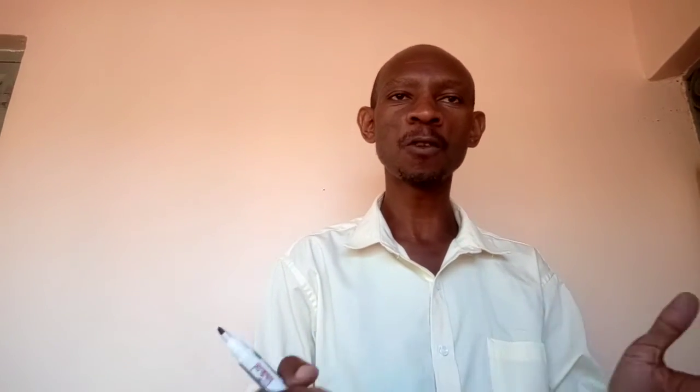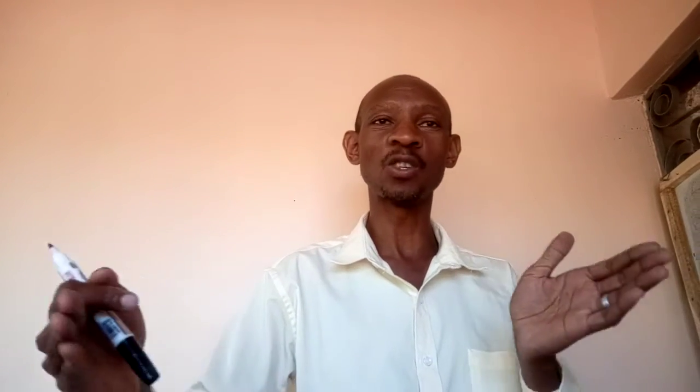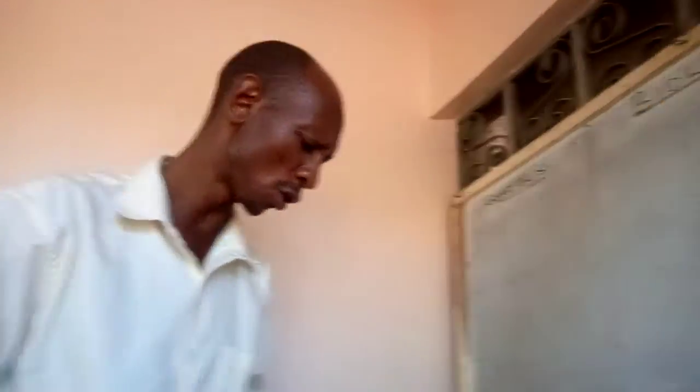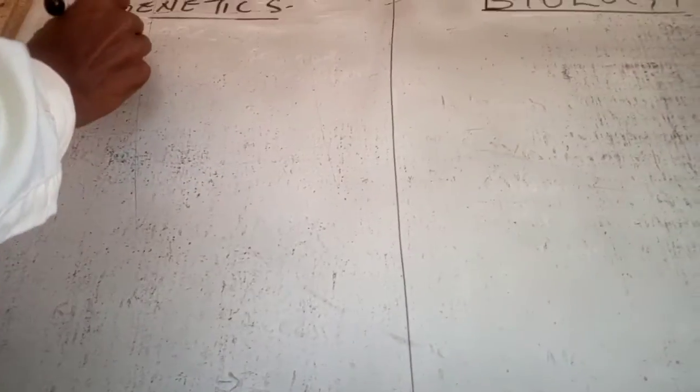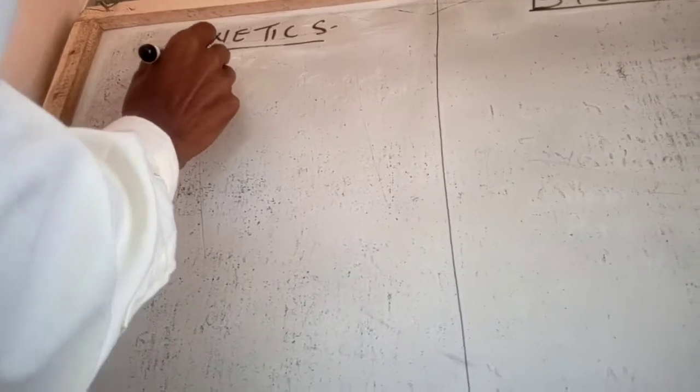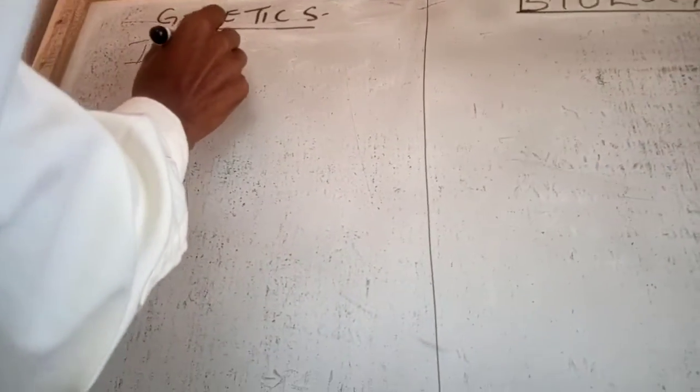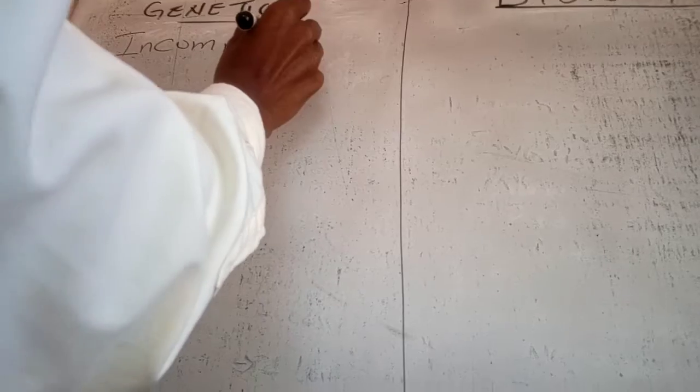We are on a biology topic, and in the previous lesson, we were looking at the inheritance of certain characteristics, and we looked at the various reasons why the fruit fly is normally used in the lab in the study of genetics. In today's lesson, I'm going to introduce the concept of incomplete dominance.